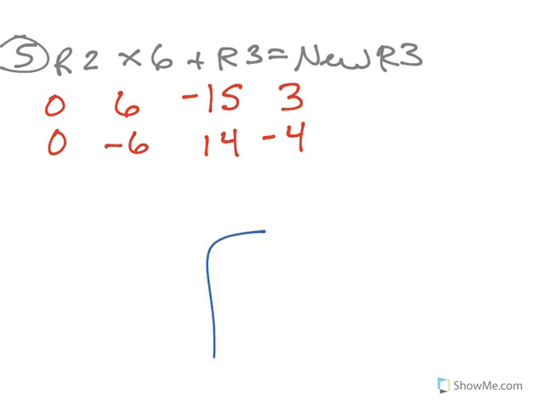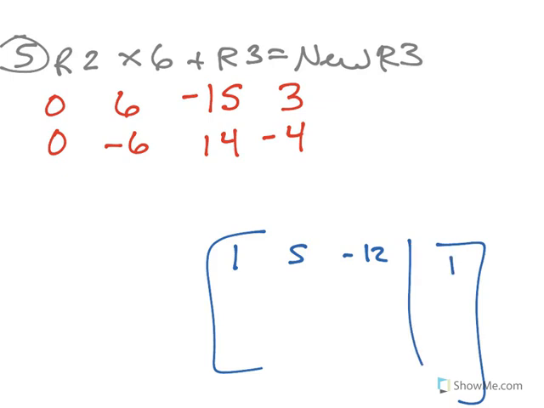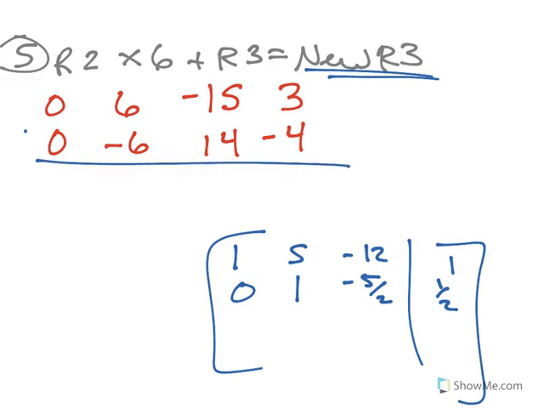So recall, we are messing with rows 2 and 3. Row 1 stays the same, 1, 5, -12, and 1. We are creating a new row 3. That means row 2 is going to stay the same, 0, 1, -5 halves, 1 half. Now when I add these together to get my new row 3, 0 plus 0 is 0. 6 plus -6 is 0. -15 plus 14 is -1. And 3 minus 4, or 3 plus -4, is -1. My goal of getting that to be a 0, complete.